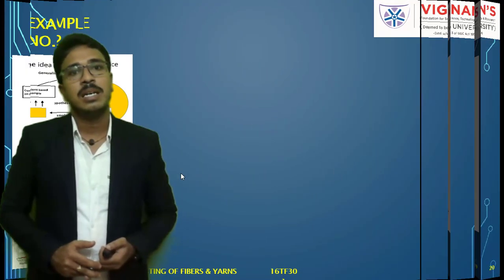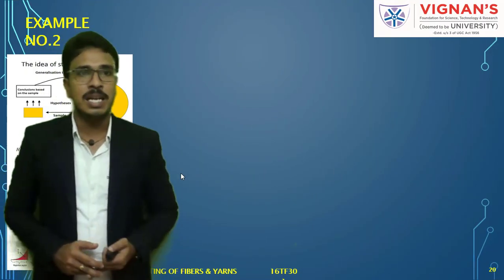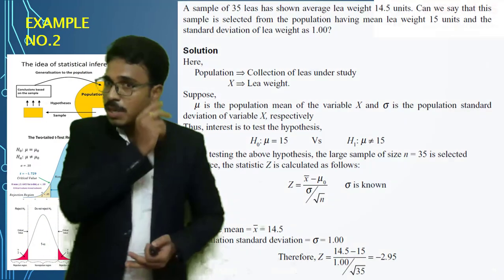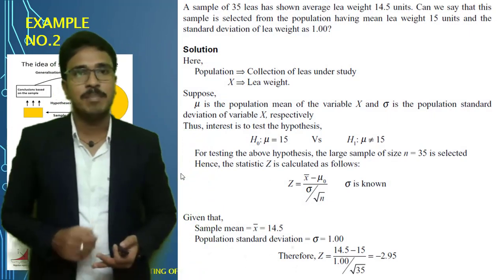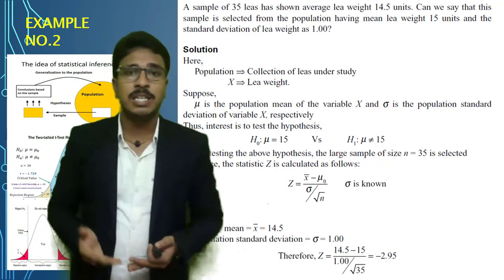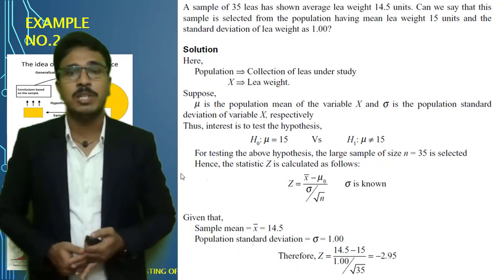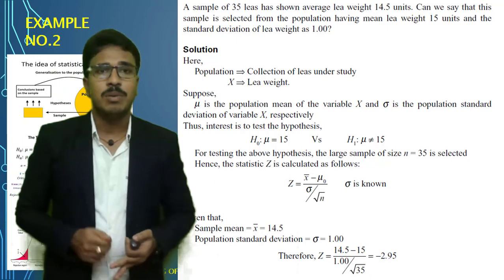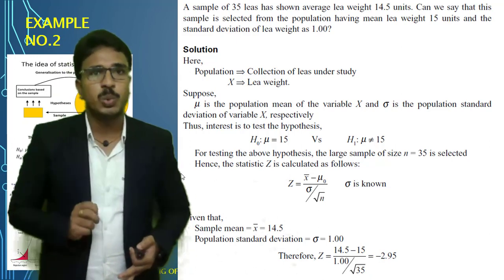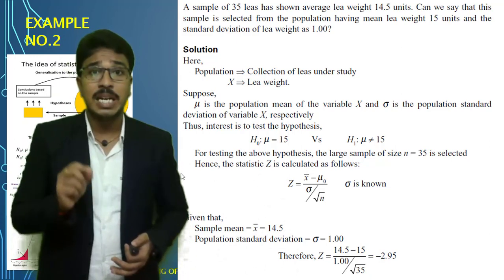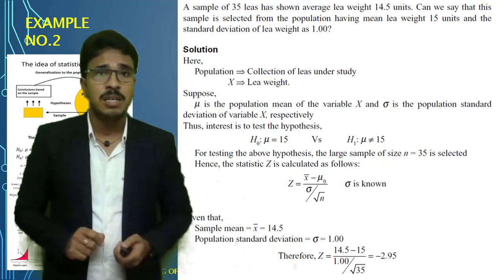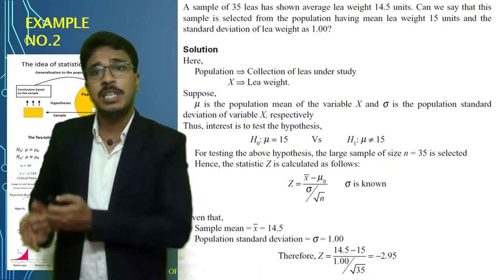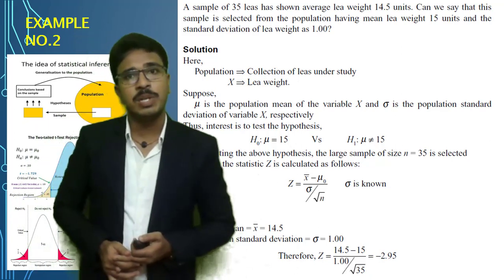Okay, and here is another example for you. For better understanding, I have given you one more example here. I'll read the problem, try to understand it. Example number 2: a sample of 35 leaves has shown an average leaf weight of 14.5 units.